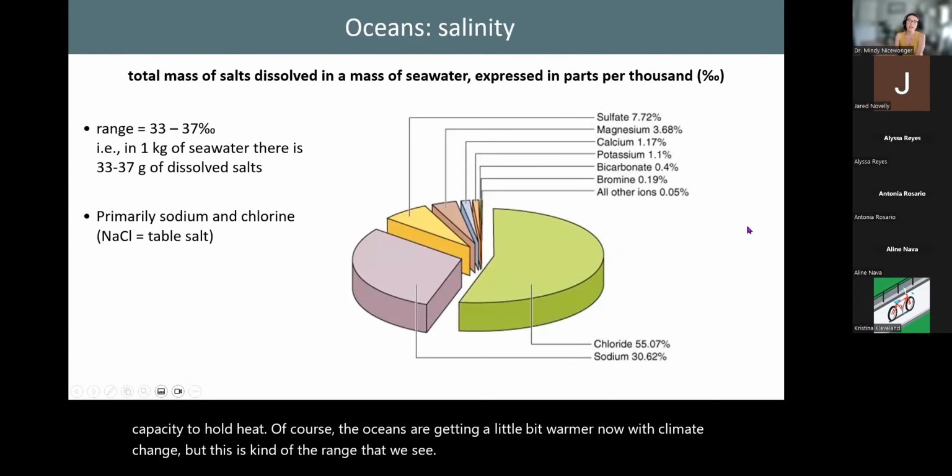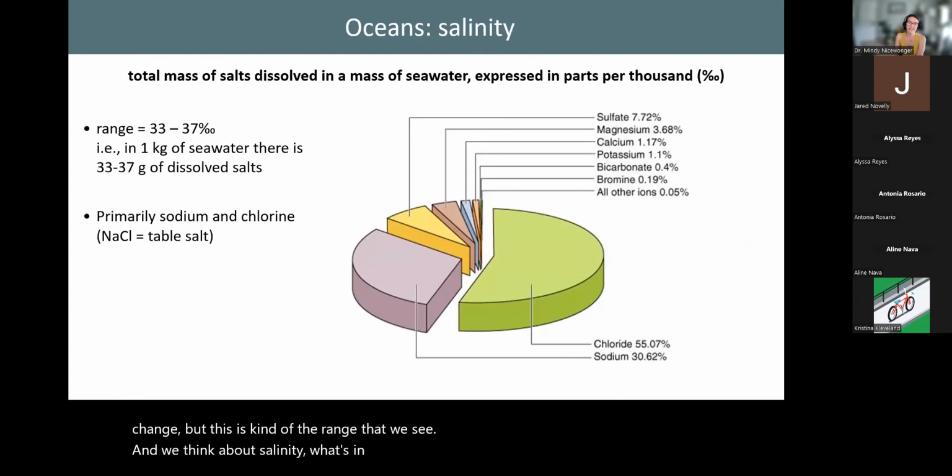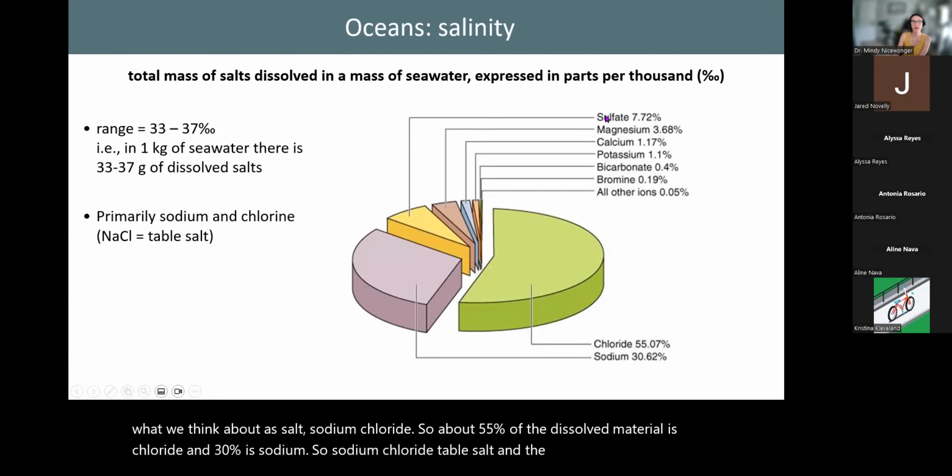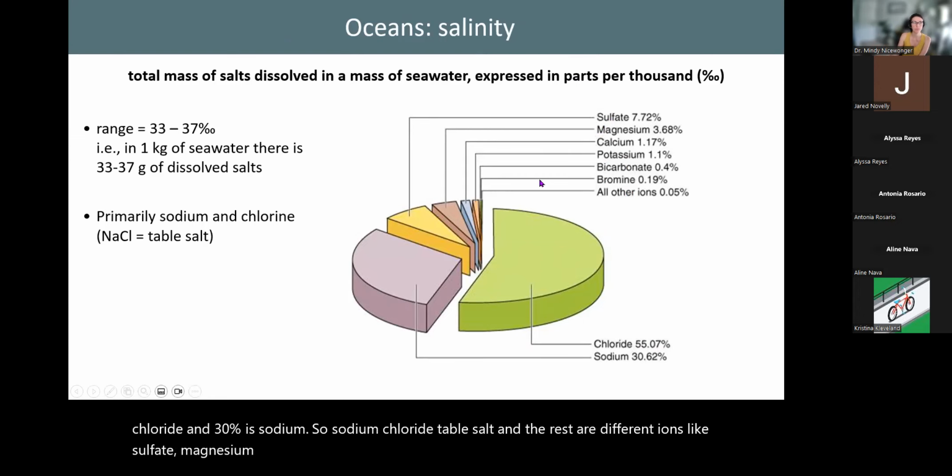And when we think about salinity, what's in the ocean? What's in that salt? Well, most of the salt is what we think about as salt, sodium chloride. So about 55% of the dissolved material is chloride and 30% is sodium, so sodium chloride, table salt. And the rest are different ions like sulfate, magnesium, etc.